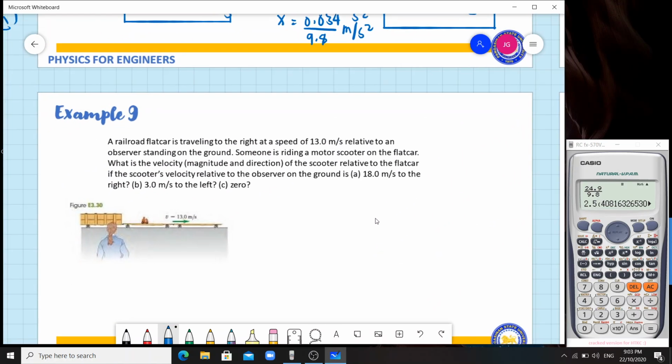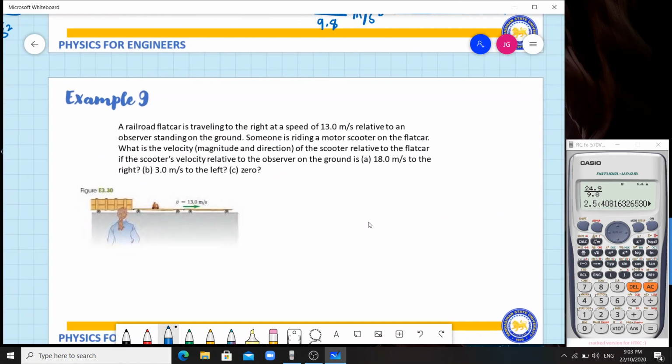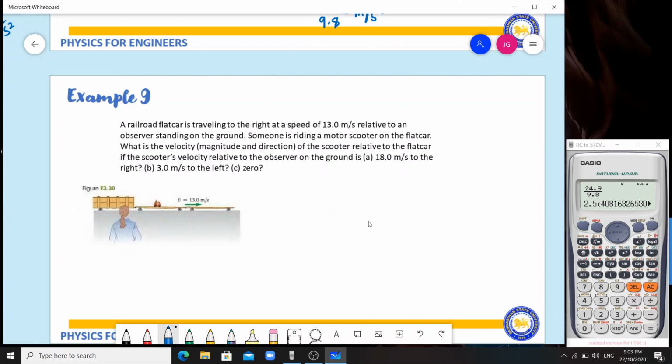Next example, a railroad flat car is traveling to the right at a speed of 13 meters per second relative to an observer standing on the ground. Someone is riding a motor scooter on the flat car. What is the velocity, magnitude and direction, of the scooter relative to the flat car if the scooter's velocity relative to the observer on the ground is A, 18 meters per second to the right. Okay, let's do A first, 18 meters per second to the right.